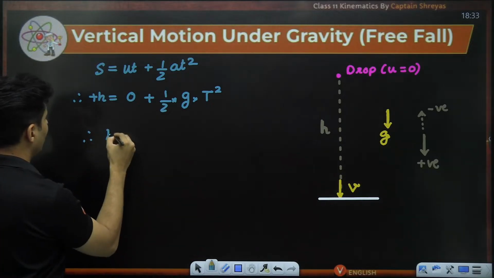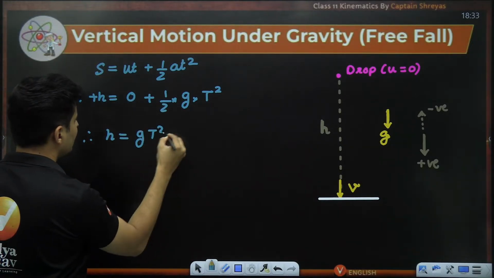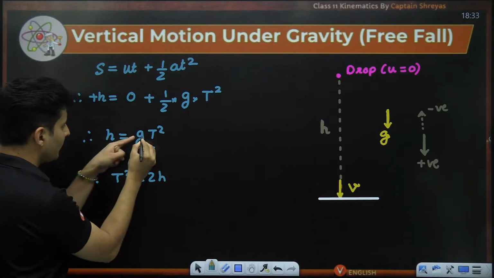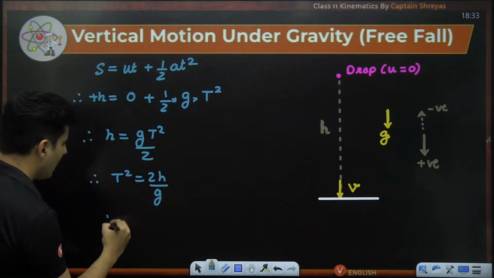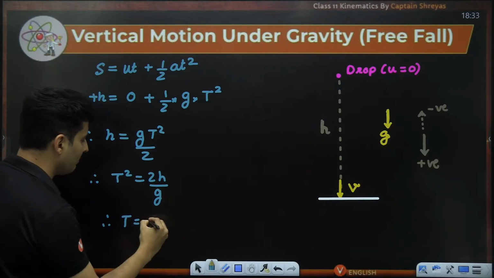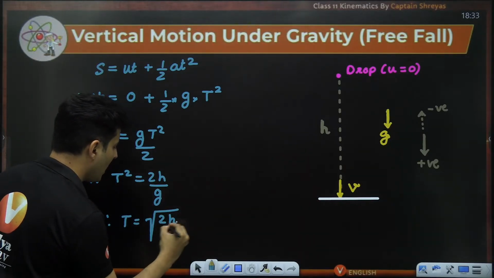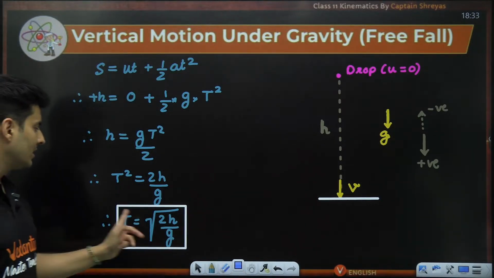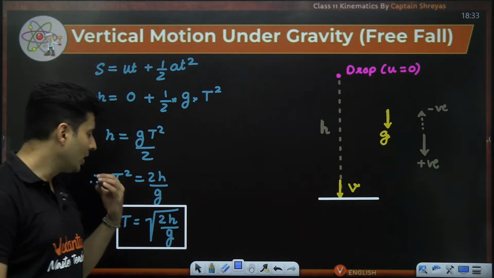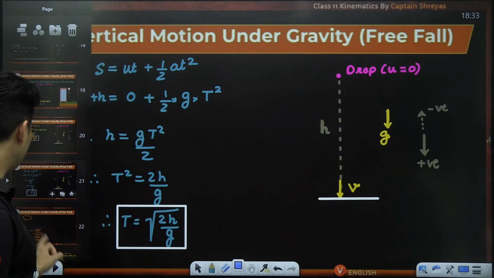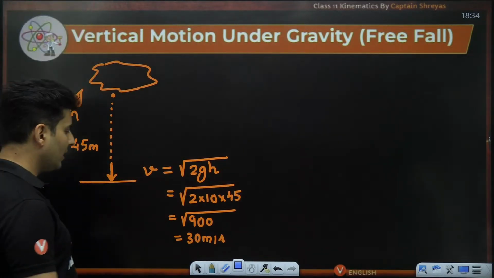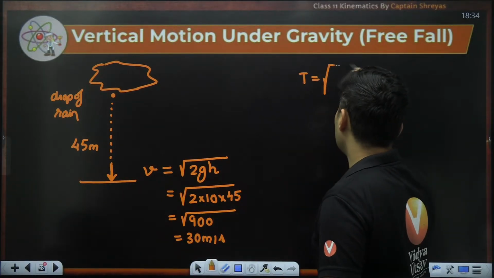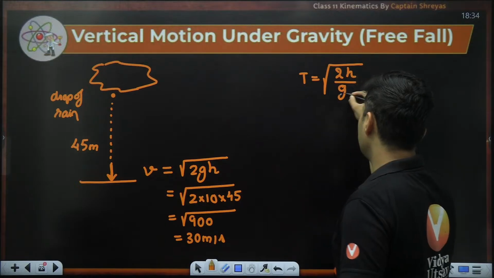So h is g t square by 2. Therefore t square is 2 into h, and g will come down. Taking a root over here, time is root of 2h divided by g. So that is the final answer, root 2h by g. We can use that same formula to find this particular answer. How much time does it take to fall? So time will be root of 2h by g.